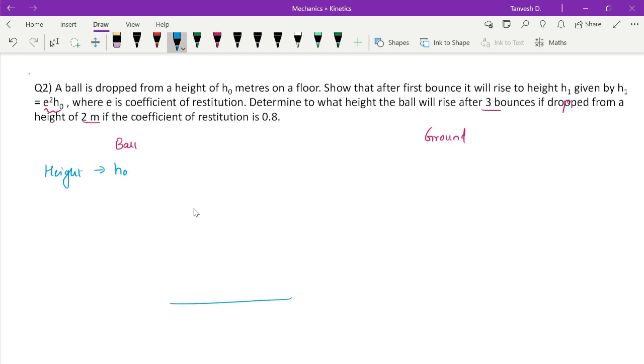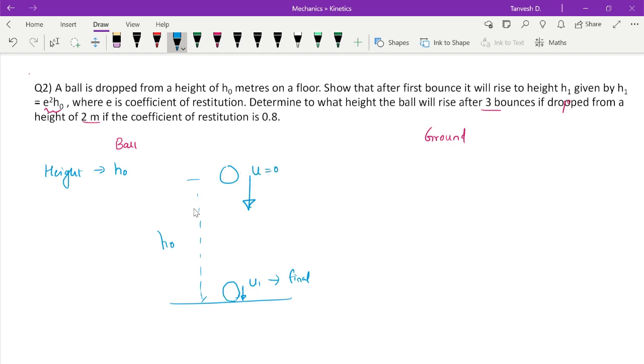So for example, here I am releasing the ball from h0. When it comes in contact with the ground, what is the initial velocity of the ball? That would be u1. And how to calculate u1? This is the final velocity of the downward motion, not the final velocity after impact. The initial velocity here is 0.